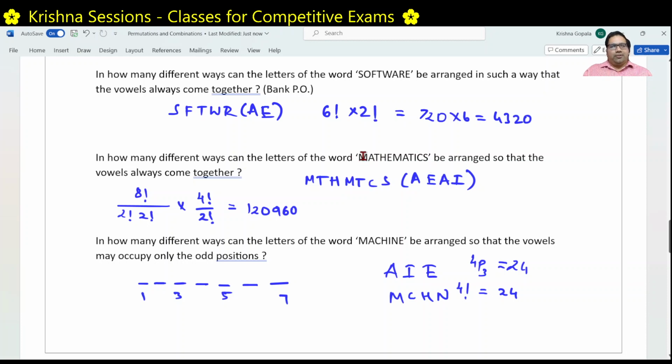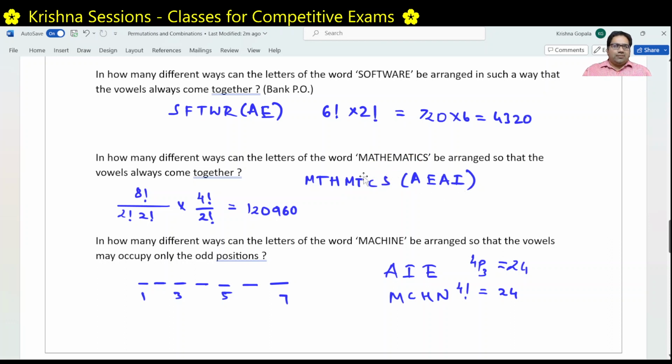Let's rewrite this word, mathematics. Let's pull the vowels out. M, T, H, M, T, C, S. When we remove all the vowels, these are the letters. Then let's put the vowels here: A, E, A, I.